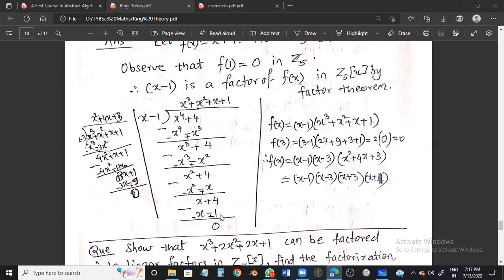So this is x minus 1, but when you subtract, x gets cancelled and you get 4 plus 1, that is 5. But 5 means 0 in Z5. That is why the remainder is 0. Means this division is a complete division with remainder 0. So what you can say? This f(x) = x^4 + 4, you can write as x minus 1 times the quotient. I suppose you are following me.